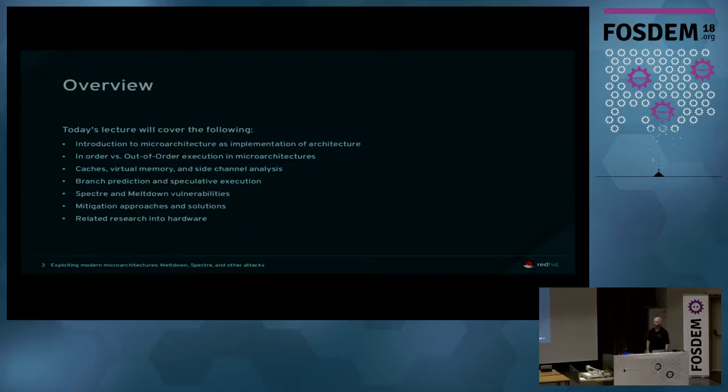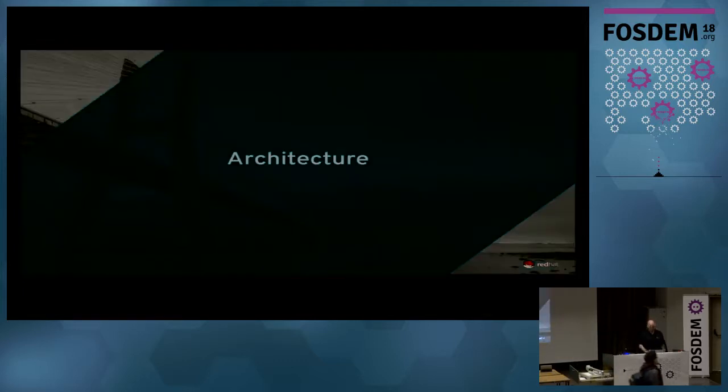So today's class is going to cover... I did take this from the deck I showed at Stanford, so it was a lecture at that time. Today I'm going to cover the difference between architecture and microarchitecture, some variations of microarchitecture, so what that means in the real world. I'm going to talk about caches and virtual memory and branch predictors, which are some of the pieces that you need to exploit to make these kinds of attacks successful. I'll talk about side channel analysis, which is an interesting topic in itself, and then I'll look at the actual vulnerabilities that you've seen, the mitigations we have for them, and then finally some related research into hardware exploits that maybe you have not seen before.